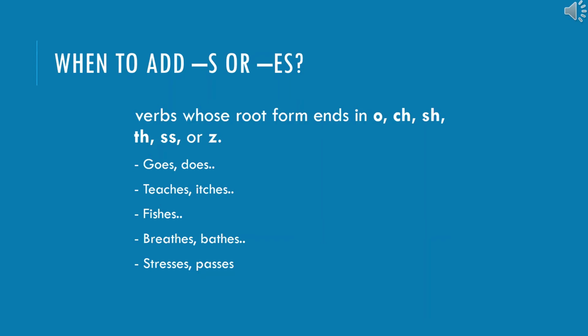So, as an example for verbs ending with o, we have goes and does. We have teaches and itches, meaning to scratch. These are verbs ending with ch. Fishes, meaning to catch fish. This is a verb ending with sh that we add es to. Now, verbs ending with th are like breathes and bathes, and verbs ending with double s like stresses and passes.